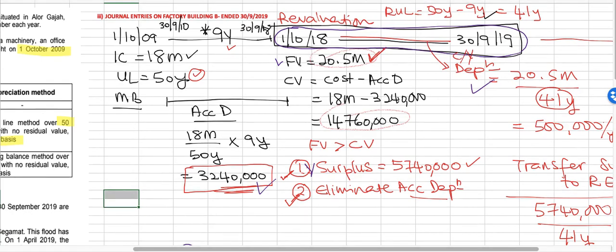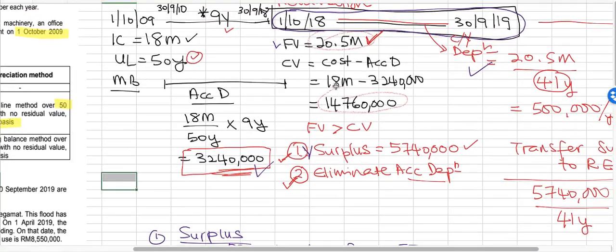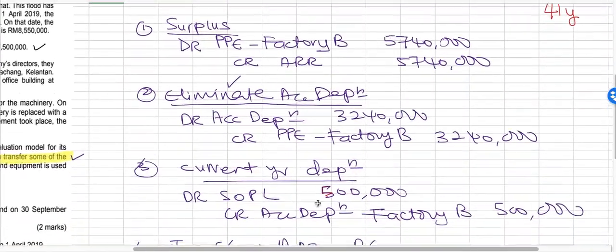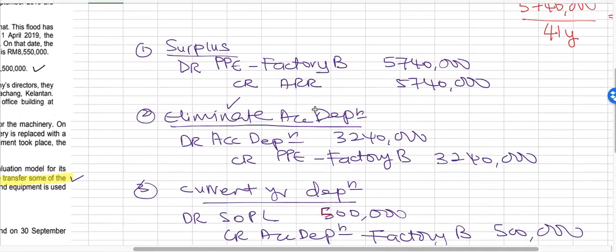The revaluation takes place in the current year. Therefore, you cannot show that your balance BD is fair value 20.5. The balance BD should be the cost here. This is the one that you carry forward, and you will show the movement, the transaction of the revaluation. This is the one that you have already posted. You don't have to do it again.